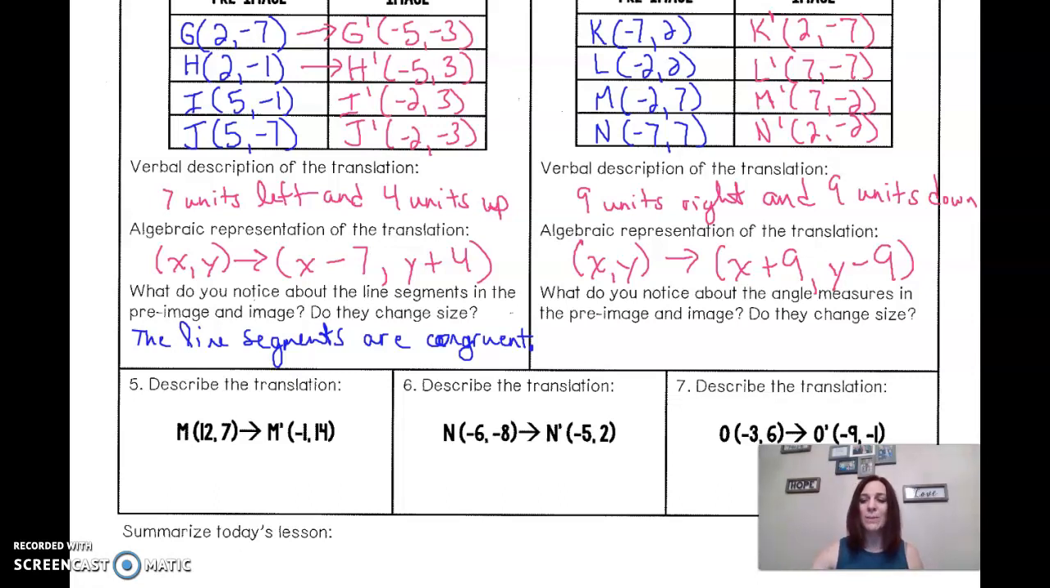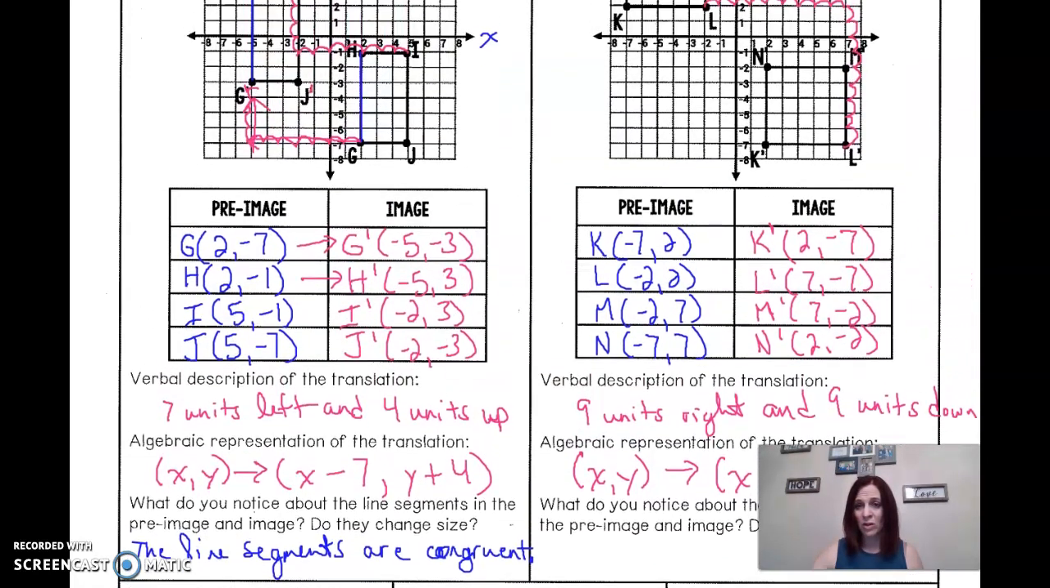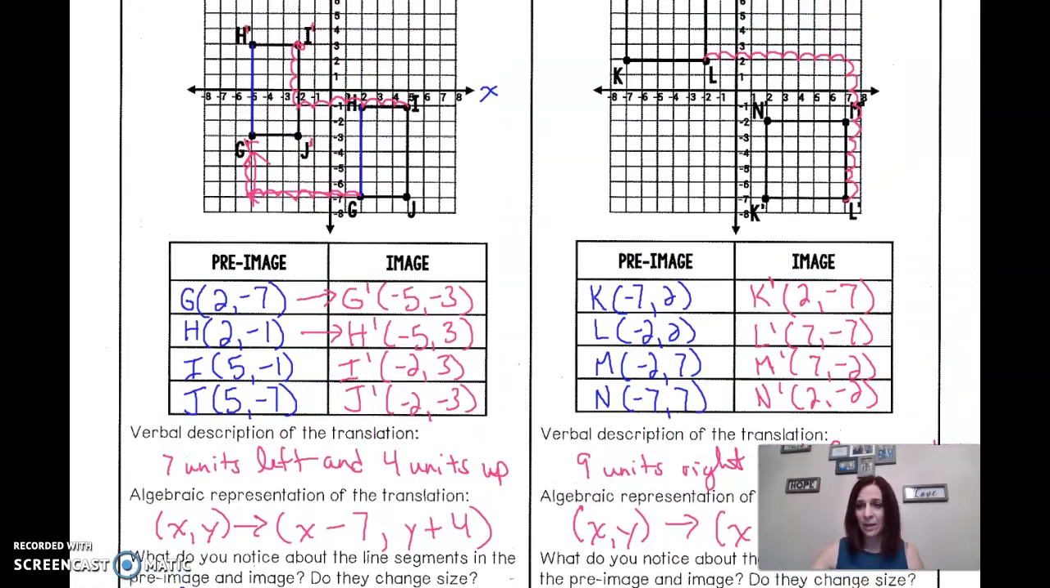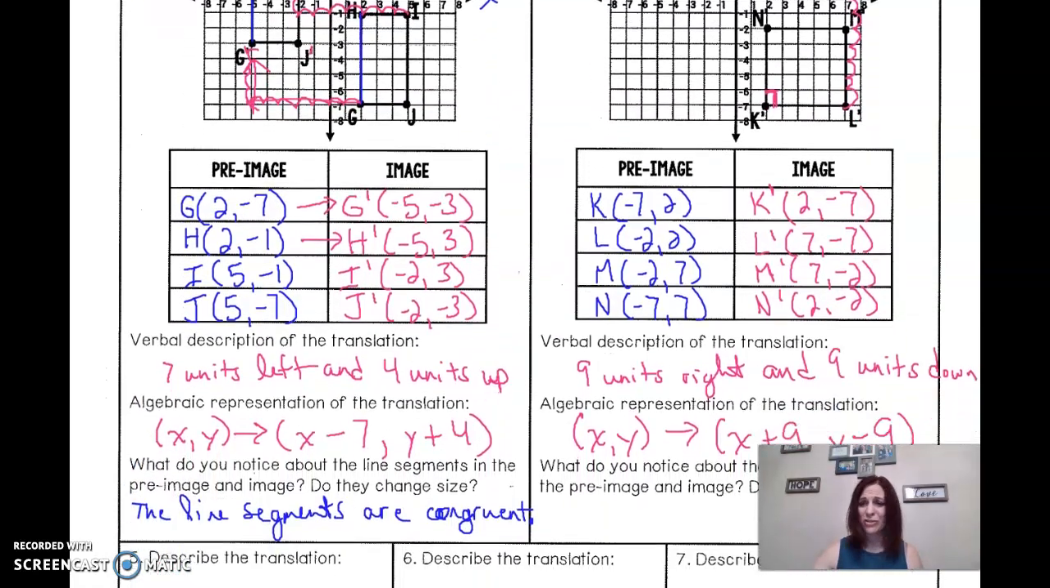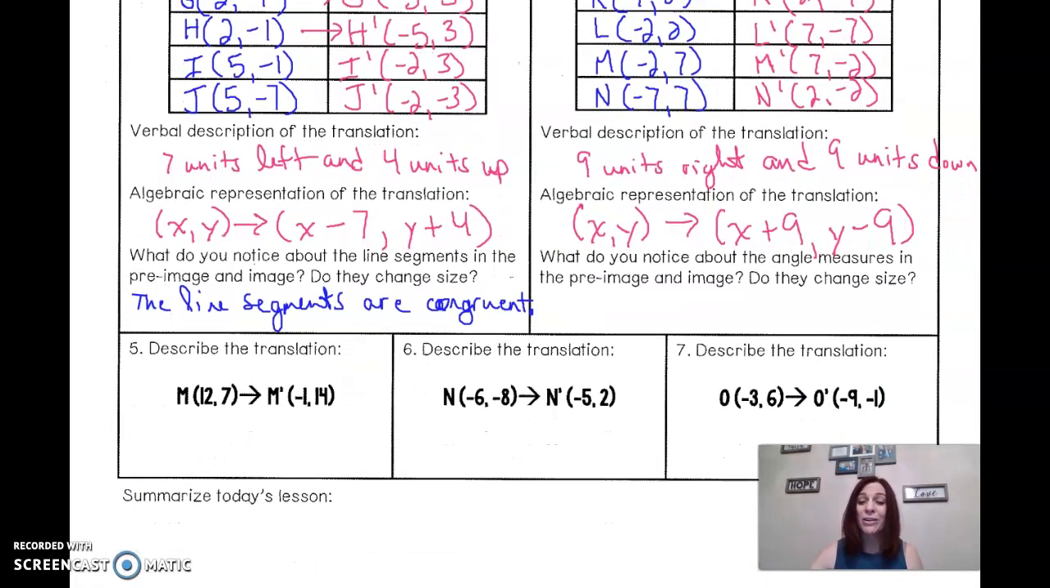Okay. Now, what do we notice about the angle measures? All right, so if I looked here, and we had NKL, well, that looks like a right angle to me. Even though I can't necessarily draw the right angle sign, looks like a right angle. N prime, K prime, L prime, guess what that is? It's a right angle, okay? The angle measures aren't going to change. Remember, it doesn't get any bigger, it doesn't get any smaller. So we're going to say the angle measures are congruent, equal.